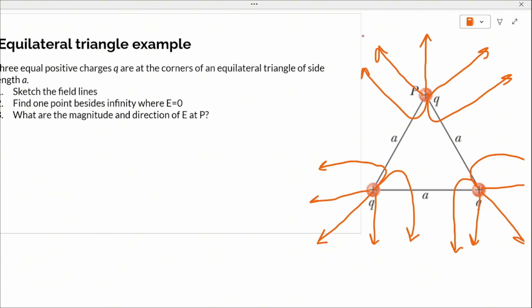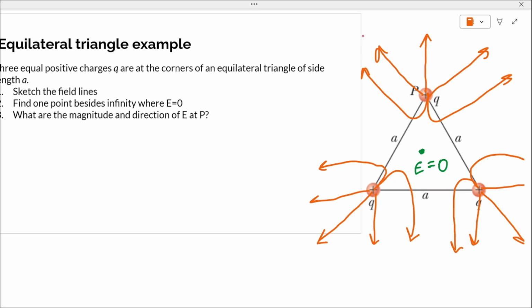So another point where the electric field would be 0 is where the force from each of these three charges would cancel out. And that would be at the center of this triangle. Why? Because a hypothetical test charge would receive an equal force from each of the three charges, and they would all cancel each other out because they're an equal distance away and they're all an equal magnitude of charge.